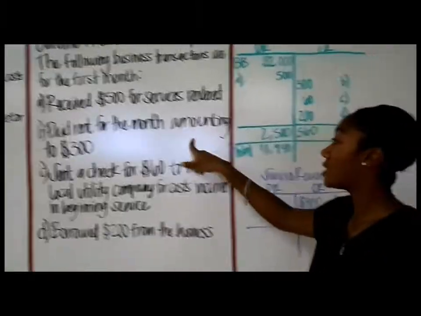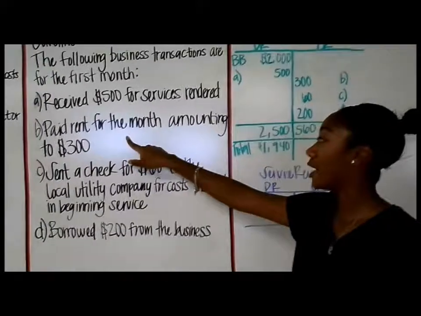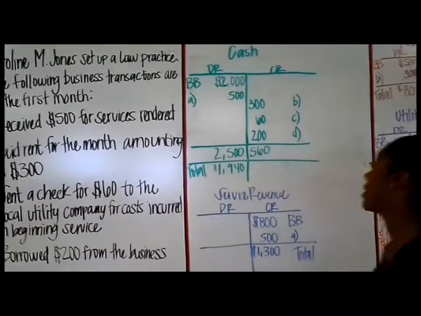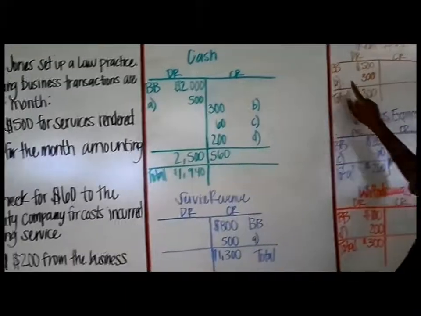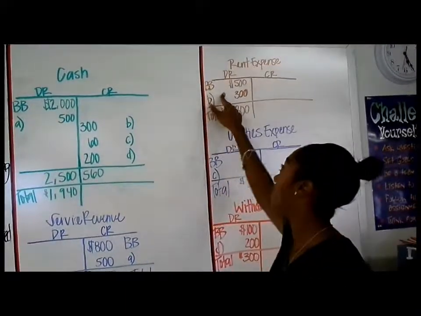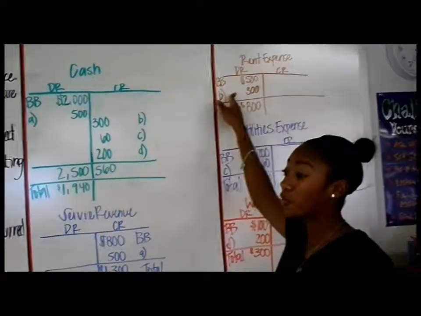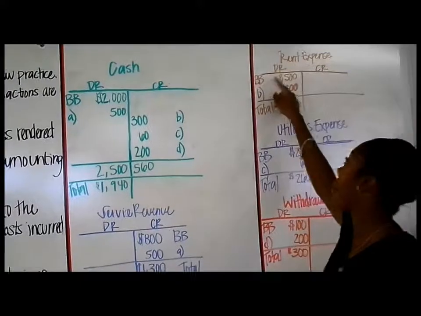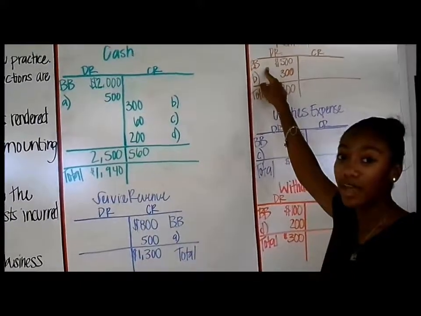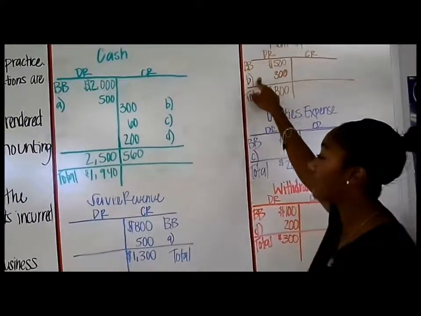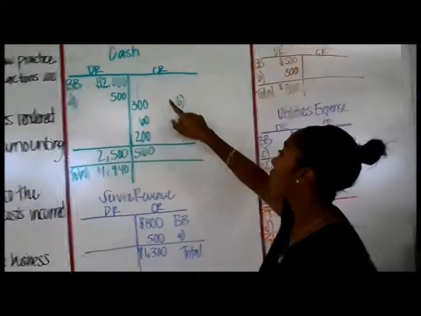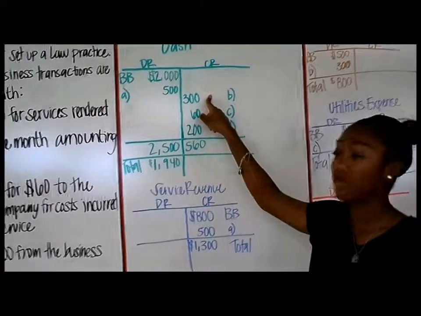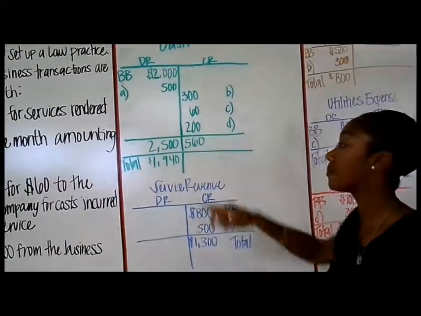The second transaction said that she paid rent for the month amounting to $300. So for this transaction, she is going to debit rent expense because she is paying for her rent, and you would debit it because to increase an expense account, you debit it. So you would debit $300, and then you would credit cash for $300 because you're taking cash out of the account to pay for your rent.